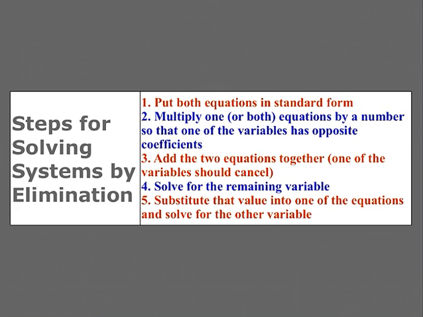So here are the steps for solving systems by elimination. And I do suggest you write these down so that you have them if you get really, really stuck. So first thing you're going to do is to put both equations into standard form. And once they're in standard form, you're going to multiply one or both of the equations by an opposite number. Okay, then you're going to add the two equations together, and one of the variables should cancel. You're going to solve for the remaining variable, and you're going to substitute that in.